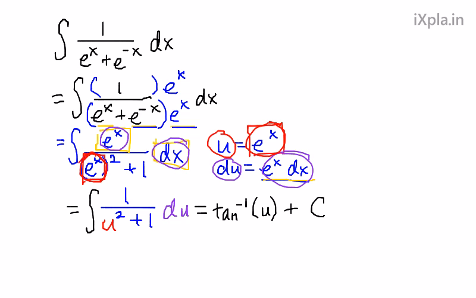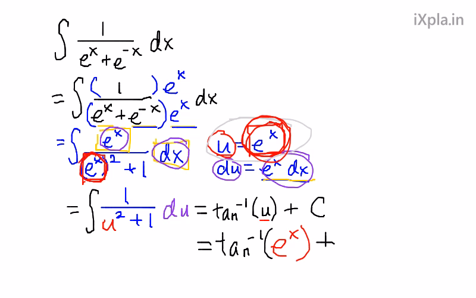The last thing to do is to replace the u that shows up right in here, since it wasn't a u originally, using this substitution right there. So if we do that, we'll now have tangent inverse of, and for this u that's right there, we'll replace this with this e to the x right there. Then you have the plus c.